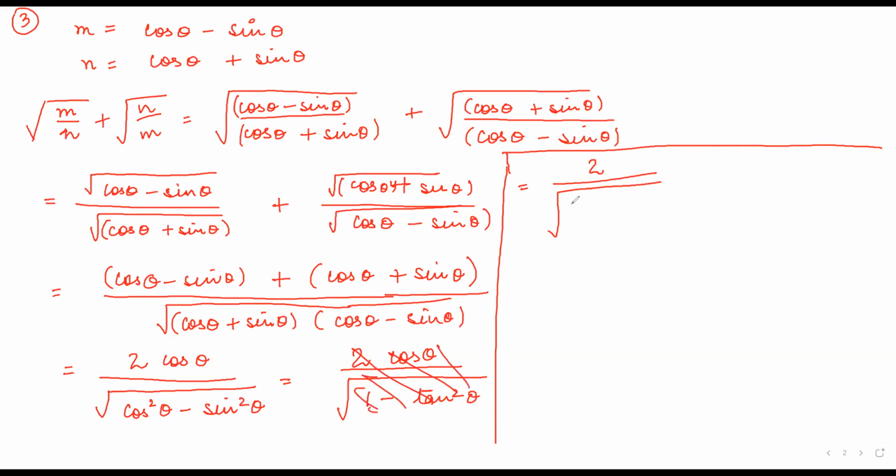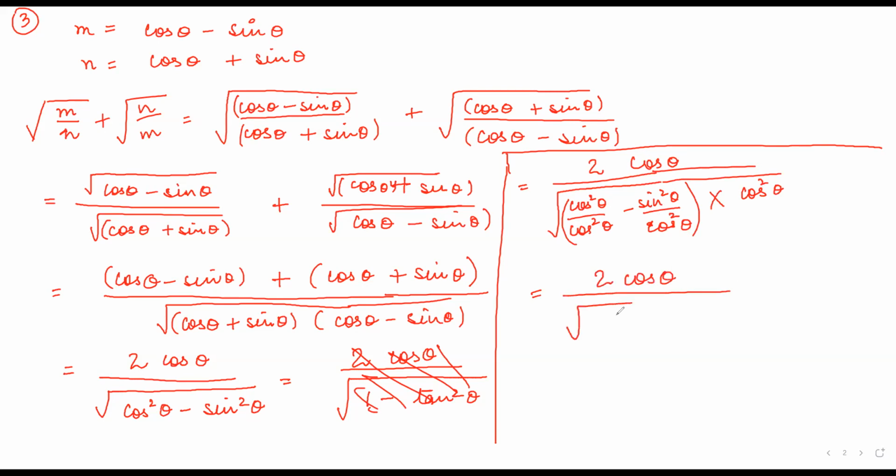Sorry. So I'm doing actually cos square theta divided by cos square theta minus sin square theta divided by cos square theta, right? And then I have to multiply this thing with cos square theta, isn't it? And then I have 2 cos theta here. Understood? Yes, ma'am. Okay, so then the cos theta will get cancelled out now. And then I have here 1 minus tan square theta, and then this cos square theta will come out of the square root. It will become only cos theta, and this will get cancelled out. And then I'll get 2 upon under root 1 minus tan square theta. Okay.